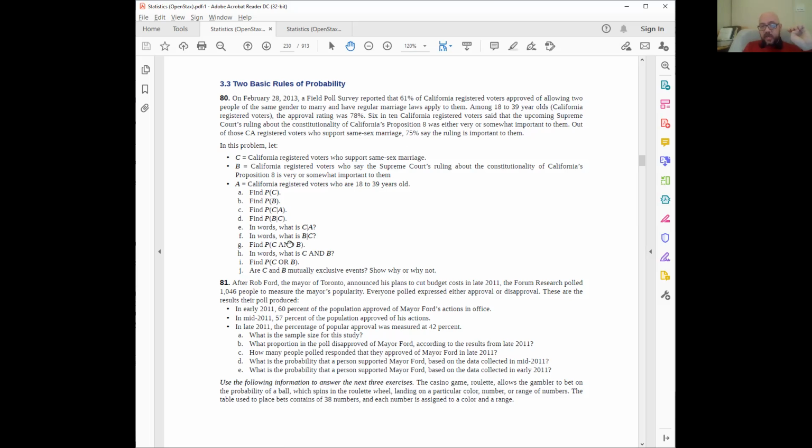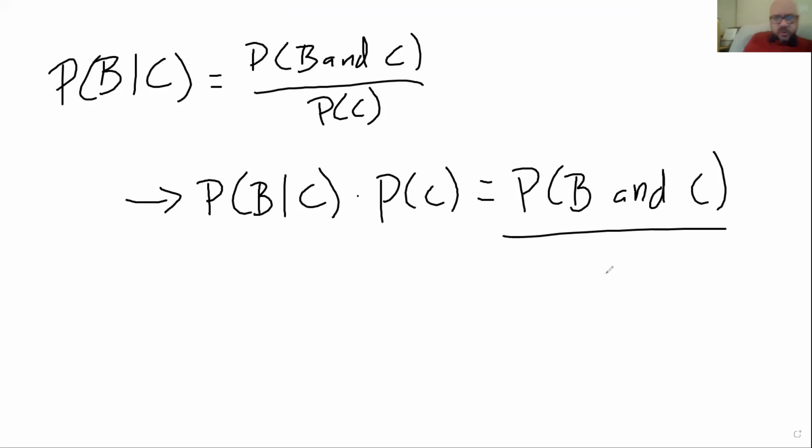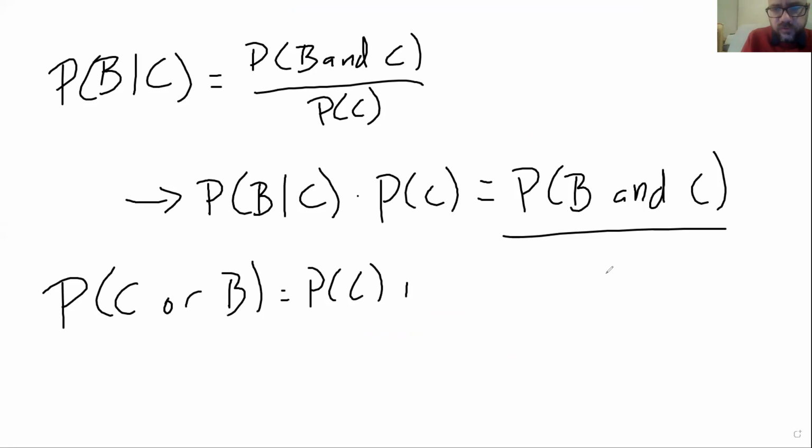So we already found C and B, right? So we know that 45.75% of all registered voters in California both support same-sex marriage and say the ruling was important. For C or B, we're going to have to use a formula again. So let's zoop back over to the whiteboard. The probability of C or B is the probability of C plus the probability of B minus the probability of C and B.